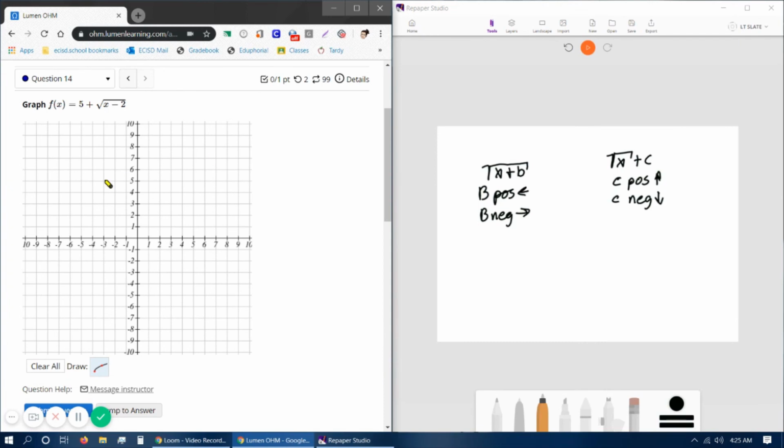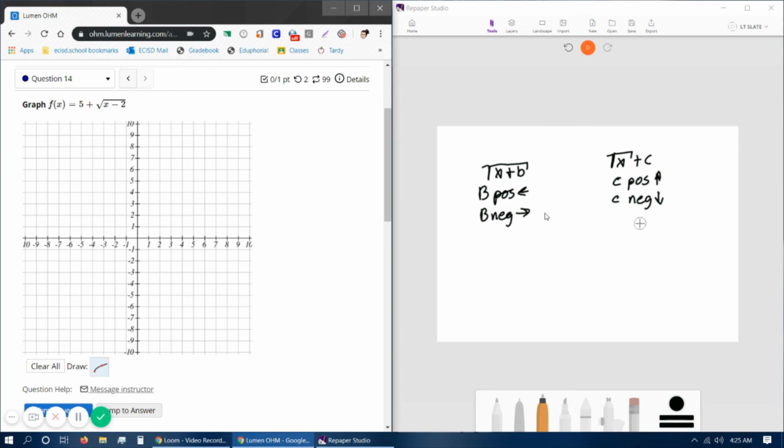Question 14 wants me to graph f of x equals 5 plus the square root of x minus 2. This will use techniques from both questions 12 and 13 to find the starting point for the graph. Remember, the parent function f of x equals square root of x starts at 0, 0. This starting point is called the vertex. The constant outside of the square root is my c value, which moves the vertex up if it is positive and down if it is negative. The constant inside the square root symbol is my b value, which moves the vertex left if it is positive and right if it is negative.